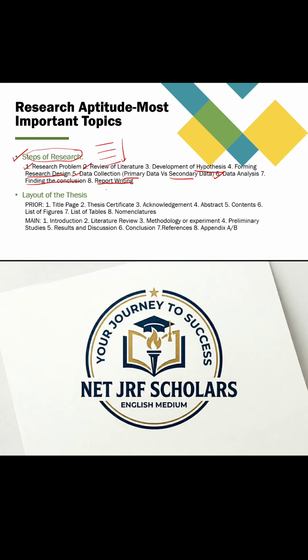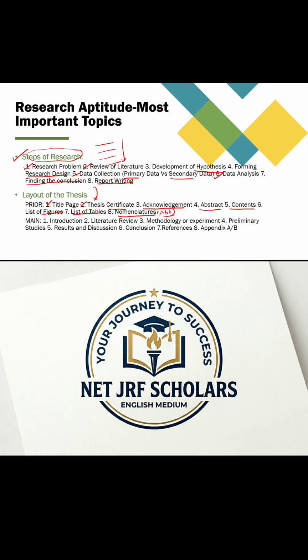Okay, then the next important topic is the layout of the thesis. There are some prior pages in the layout which are very important to be presented in a thesis. The first page of a thesis is called the title page, and after that we have the thesis certificate and acknowledgement. Then we have the abstract of our thesis and contents, list of figures, list of tables, followed by nomenclature or the abbreviations.